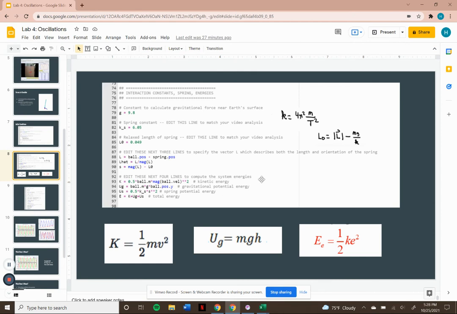Then for these formulas, we have the kinetic energy, half mass times velocity squared, the gravitational potential energy, mass times gravity times height, and the spring potential energy, half k s squared. And then we add all of these together to get our total energy.